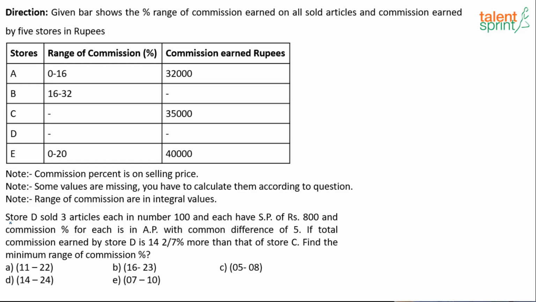Try this out. Store D sold 3 articles, each in the number 100, and each has a selling price of rupees 800. And the commission percentage for each is in an AP. AP is like an arithmetic progression with common difference of 5. If total commission earned by store D is 14 2/7% more than that of store C, then find the minimum range of commission. Find the minimum range of commission. You have 1 minute for this. Your clock starts now.